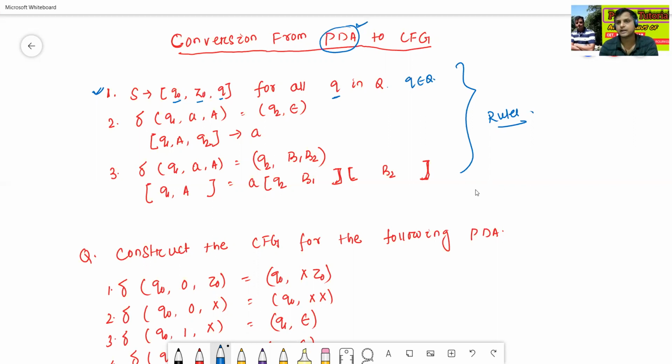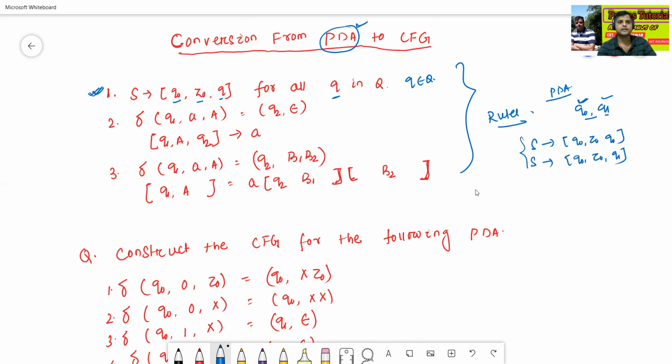Suppose a pushdown automaton has two states, Q0 and Q1. Then the first rule will look like this: [Q0, Z0, Q0] for the first state, and [Q0, Z0, Q1] for the second state. Since there are two states in the given pushdown automaton, the first rule gives S to [Q0, Z0, Q0] and S to [Q0, Z0, Q1].